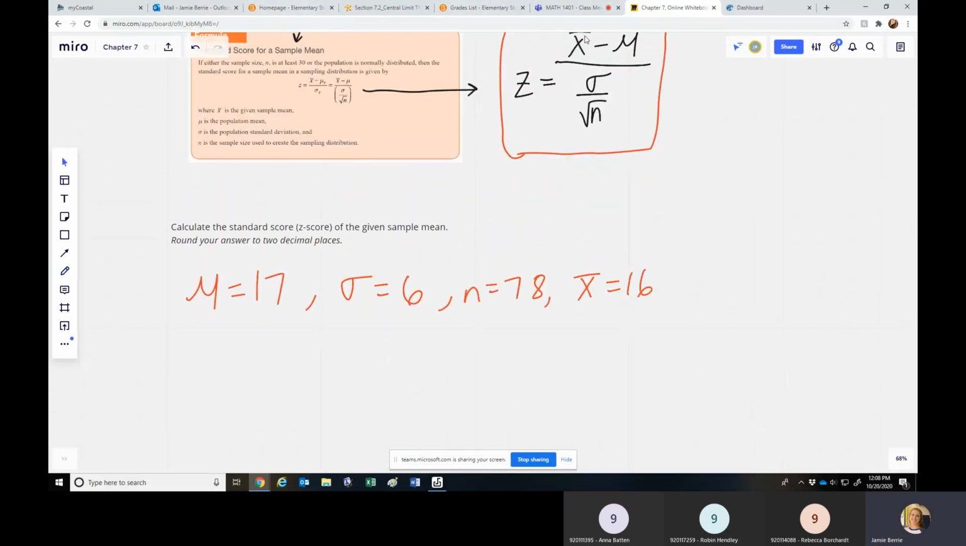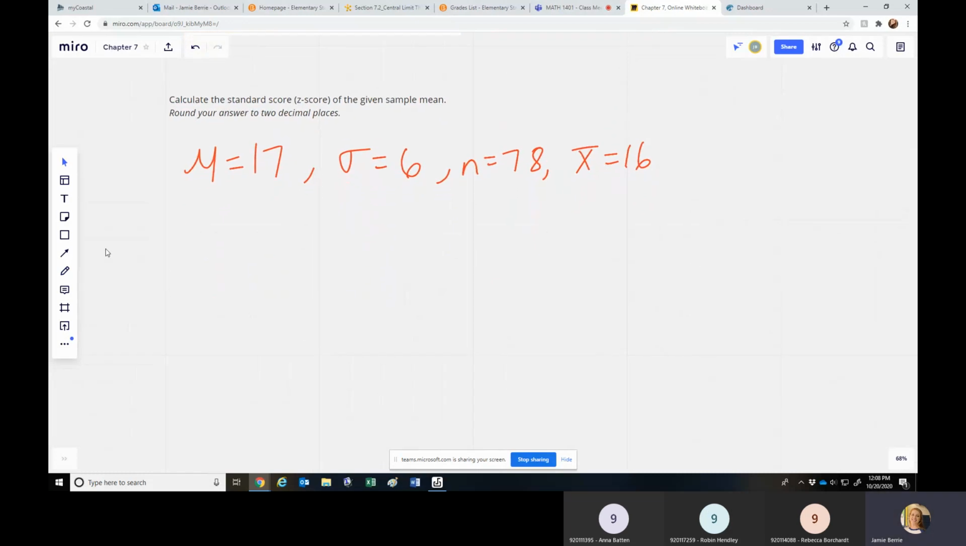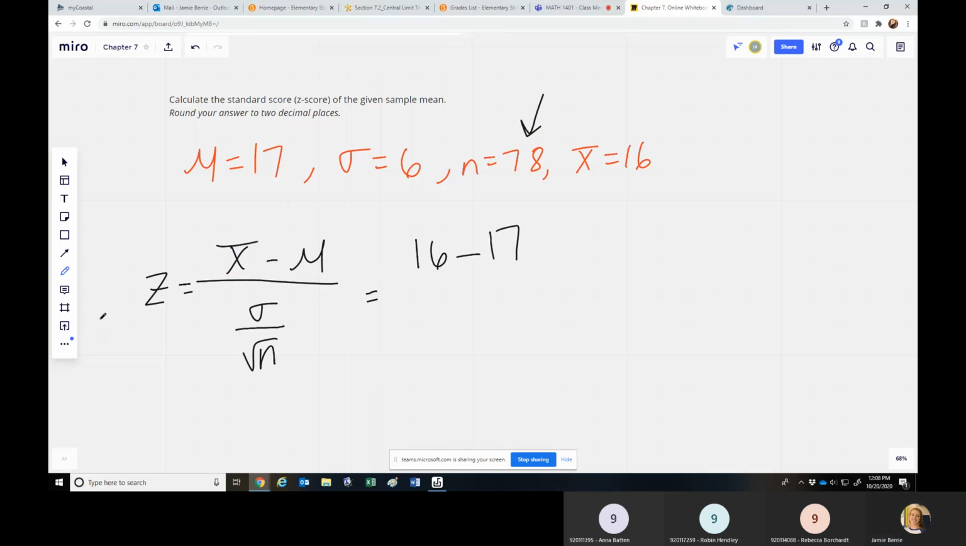So we're going to use this formula right here. It's a pretty easy formula, so I'm going to slide it off the screen and write down the formula. Z equals X bar minus mu divided by population standard deviation divided by square root of N. Here our sample size is bigger than 30, so that means we are allowed to do this. All right, so X bar is 16. 16 minus mu is 17, divided by sigma is 6, divided by square root of N, so that's square root of 78.